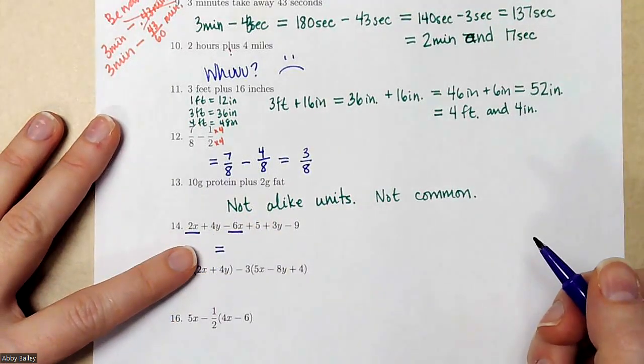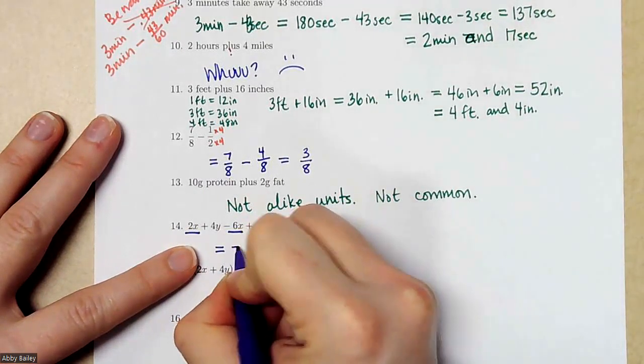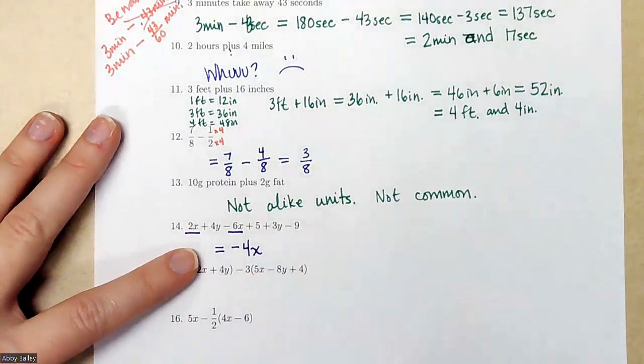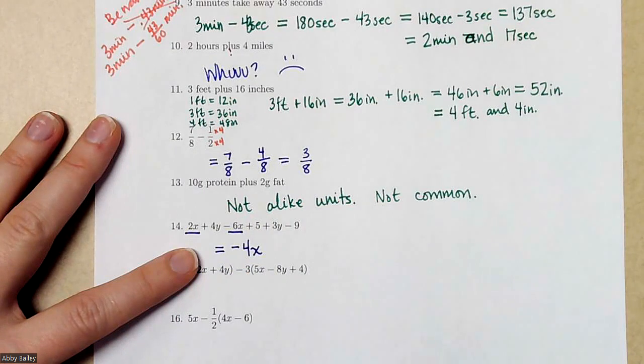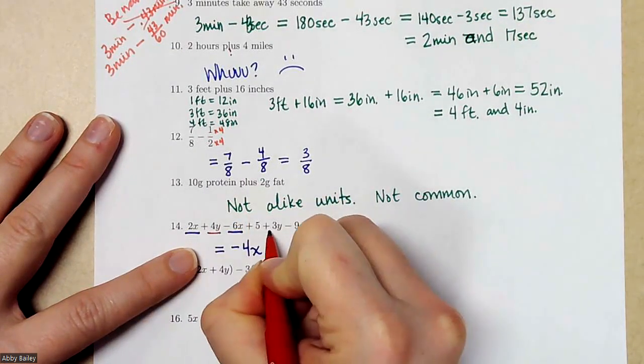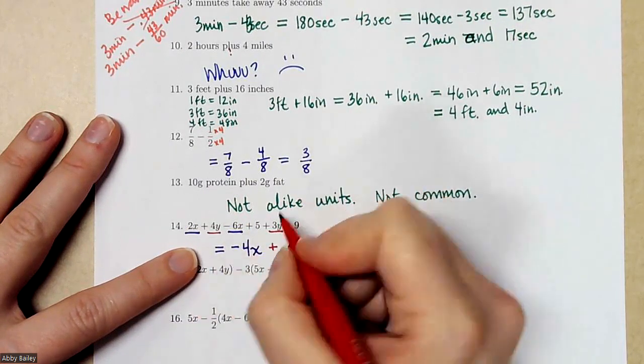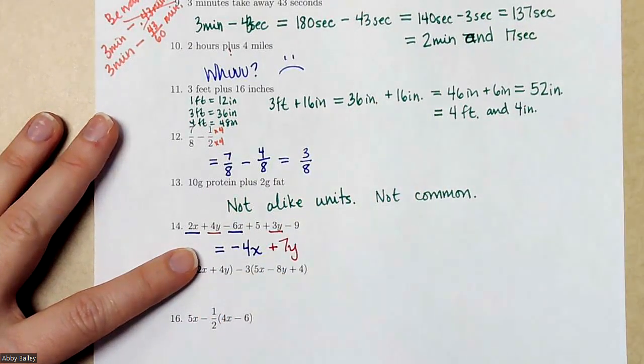Then we're going to be in debt by 4 x's. Whatever these x's are, we would have a debt of them. And then 4 y's plus 3 y's. Oh, we have additional y's, 7 y's.